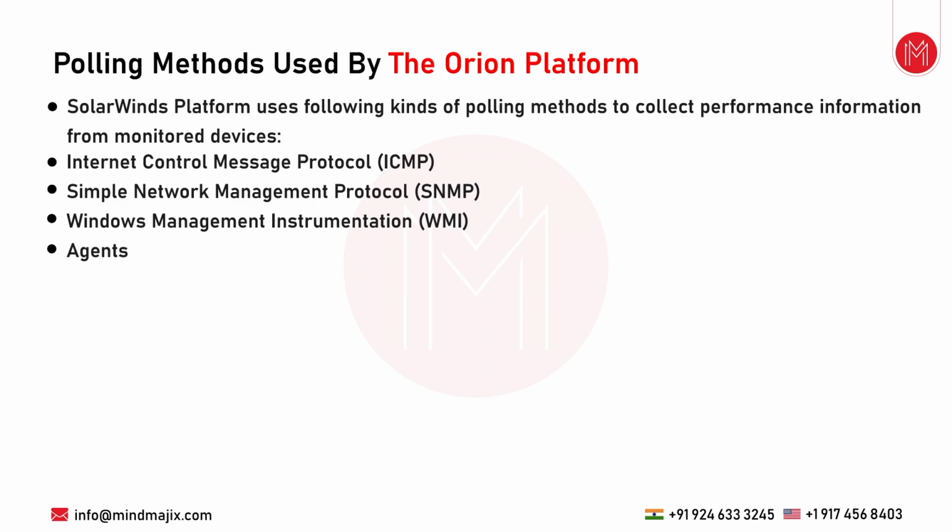One is Internet Control Message Protocol (ICMP). Another is SNMP. Another is Windows Management Instrumentation (WMI) agents. ICMP is a simple internet message protocol where we can get the response of a particular server by pinging it. As the name indicates, the SolarWinds Orion server will ping the particular server which we want to monitor, and that server will send back a response with some acknowledgement packets.